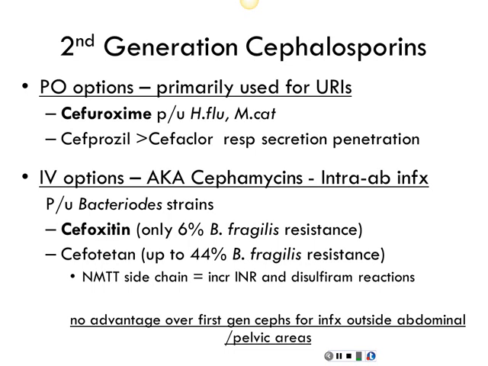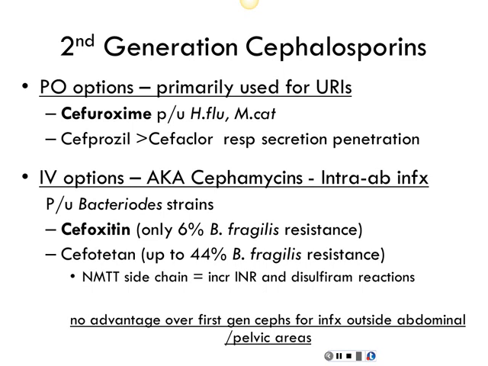Okay, so within second generation, we've got the IV options, which are also referred to as the cephamycins, and that's due to the R-chain that it has on its structure that allows it to actually pick up some bacteroides. And you can see cefoxitin has a lower rate of resistance against bacteroides, 6%. So that's why you'll more commonly see it used versus cefotetan. It has a higher rate of resistance there.